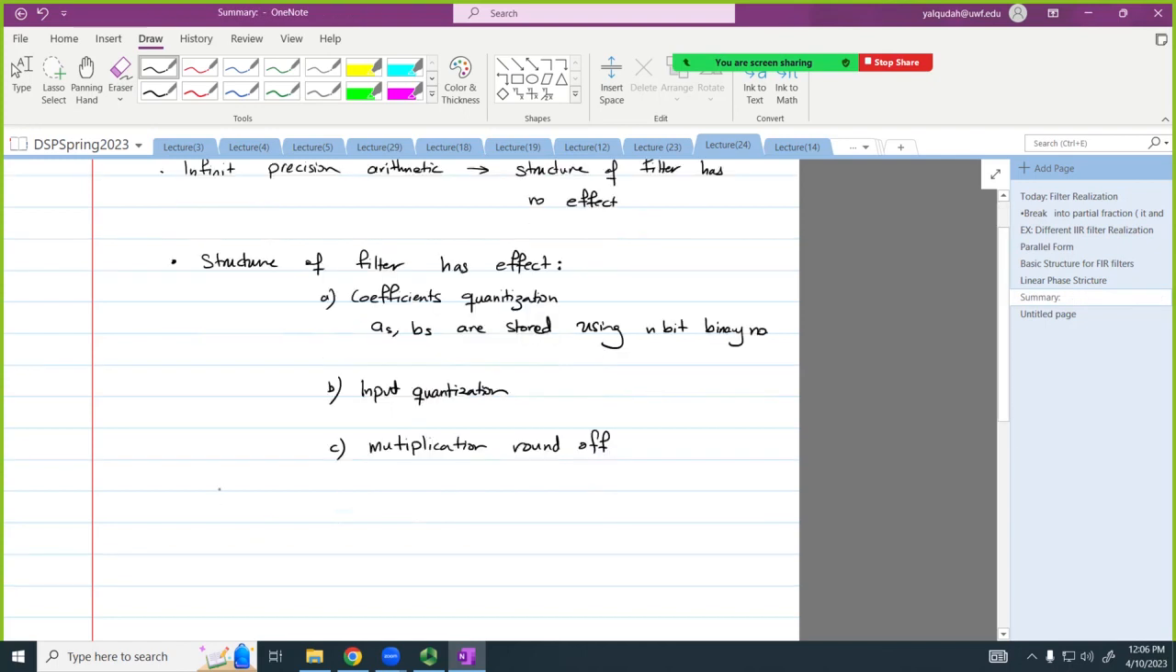So in this case, the parallel and the cascade forms perform better in general than the direct form.